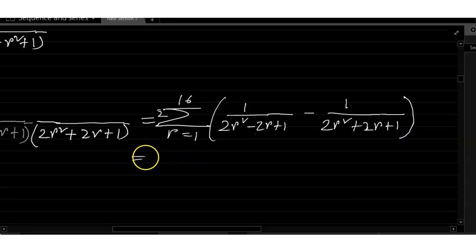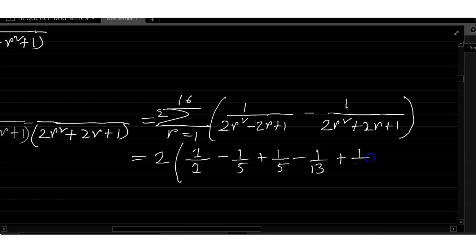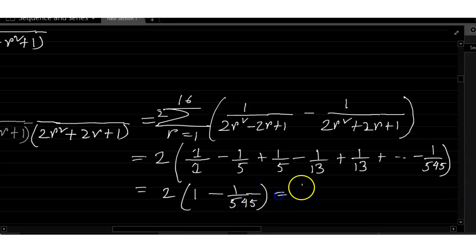So it can be written 2 into [1 by 1 minus 1 by 5 plus 1 by 5 minus 1 by 13 plus 1 by 13 plus dot dot dot minus 1 by 545]. So it can be written this way: 2 into (1 minus 1 by 545), and after that it can be written 1088 divided by 545. So this is my answer.